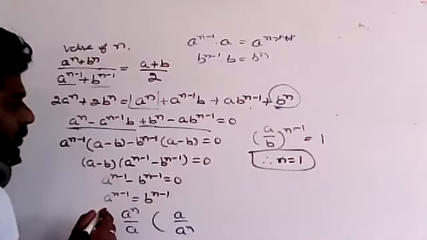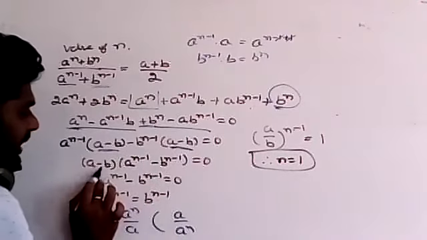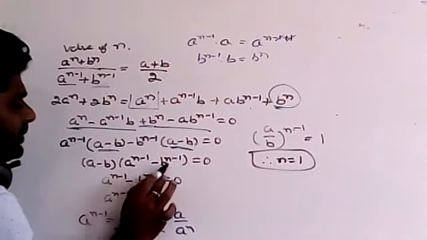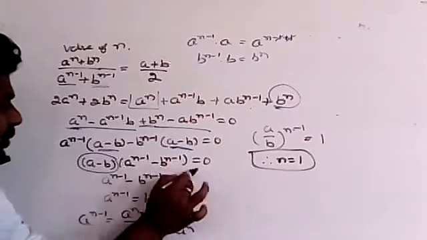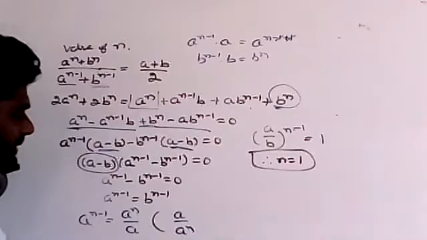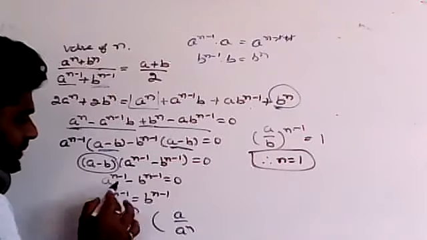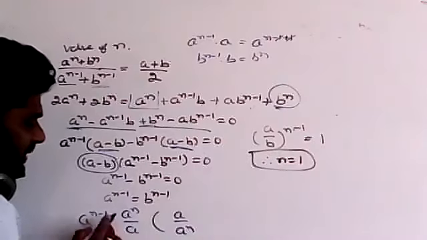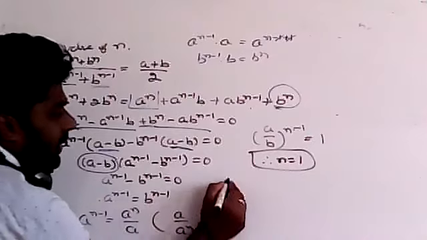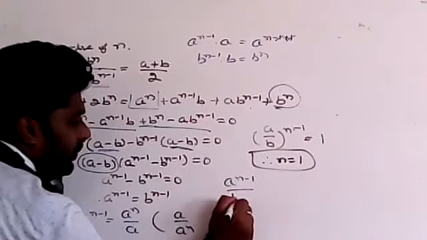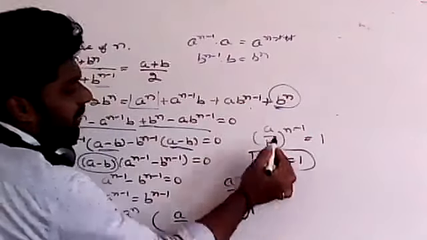Then as we know in factorization, if both products are the same, we write it in the form of a product: (a minus b) into (a to the power of n minus 1 minus b to the power of n minus 1). Next, this a minus b, I'm cross multiplying. 0 by a minus b is 0. So remaining is a to the power of n minus 1 minus b to the power of n minus 1 equal to 0. So b to the power of n minus 1 is taken to this side. Therefore a to the power of n minus 1 equals b to the power of n minus 1. Cross multiplied, it is a to the power of n minus 1 divided by b to the power of n minus 1 equal to 1, which is nothing but (a by b) to the power of n minus 1.